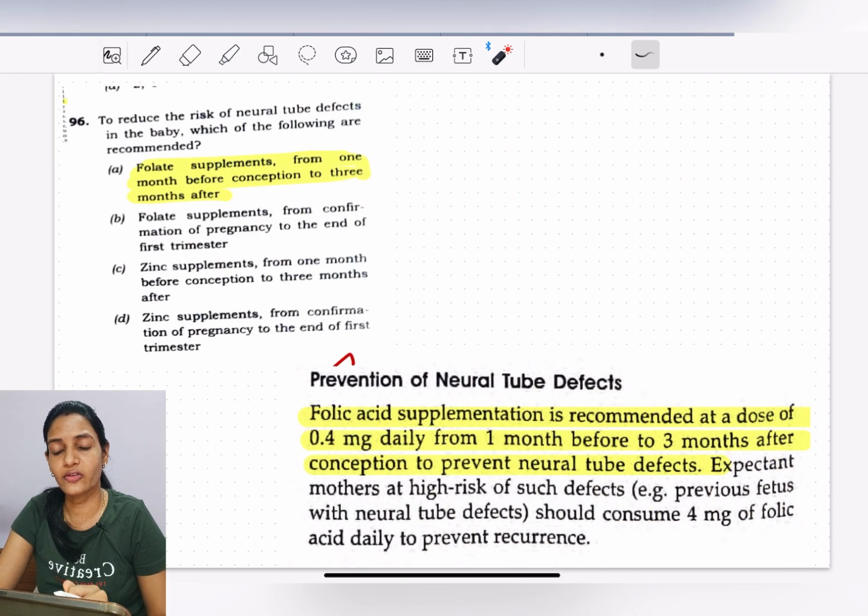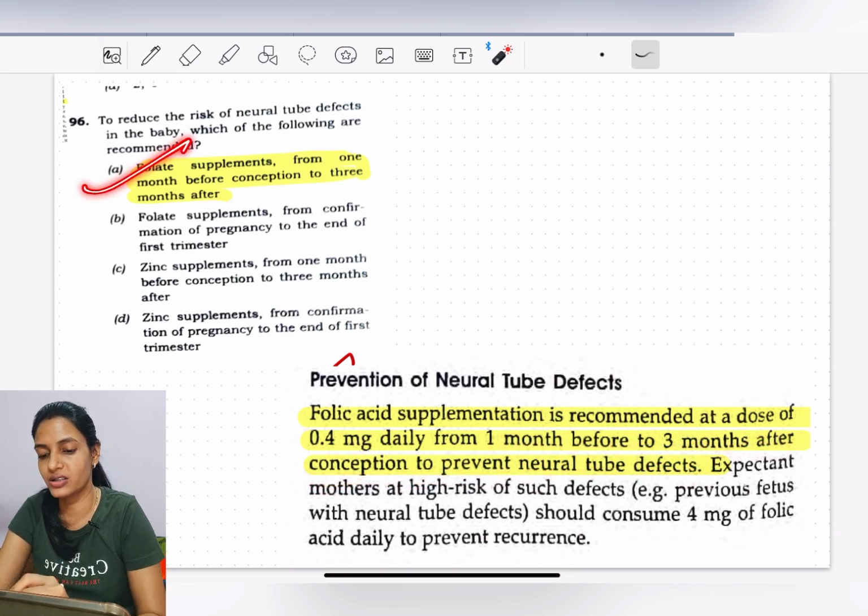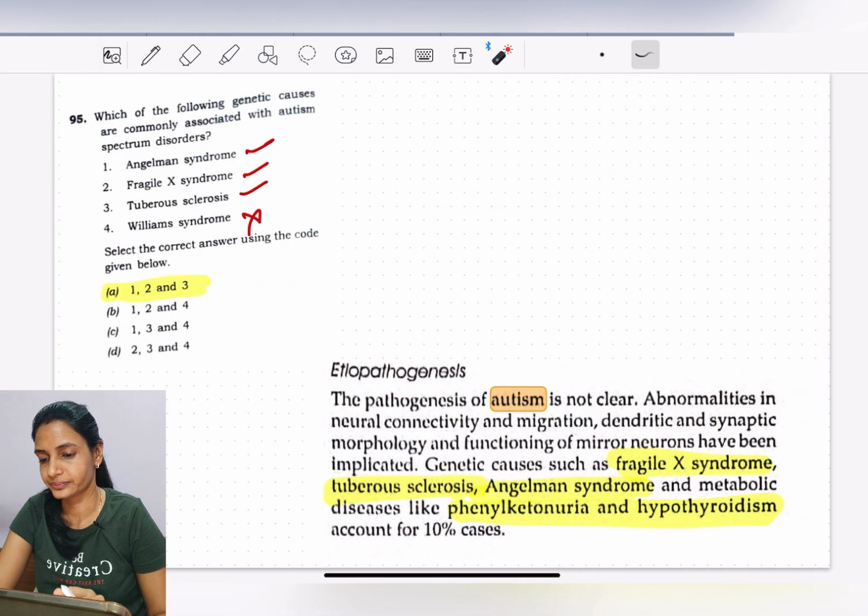To reduce the risk of neural tube defect in the baby, which of the following are recommended? So folic acid supplementation is recommended at a dose of 0.4 mg daily from 1 month before to 3 months after conception to prevent the neural tube defect. So first statement is true in this case.